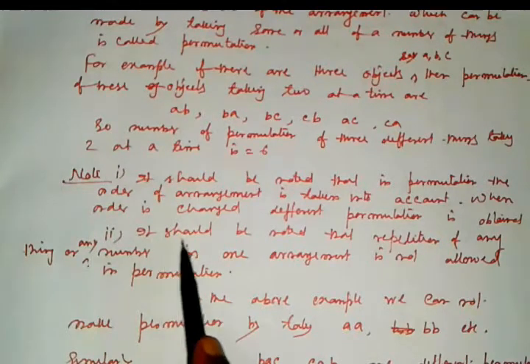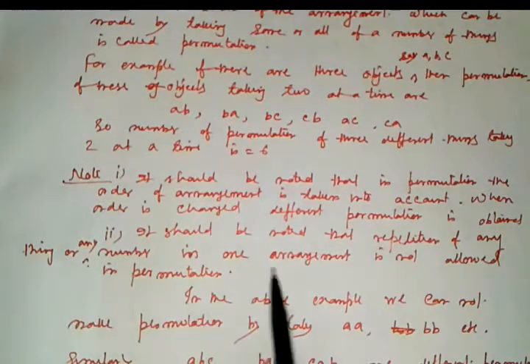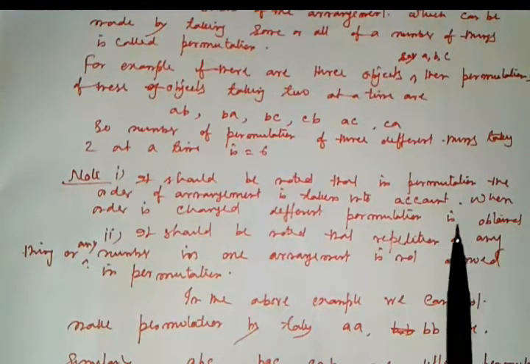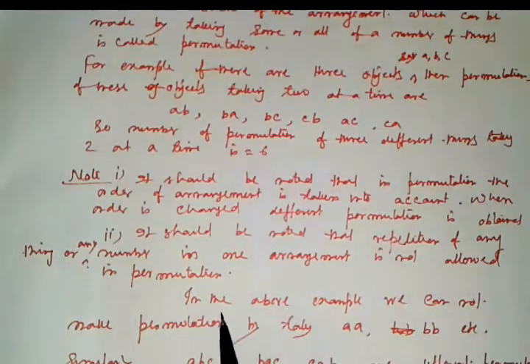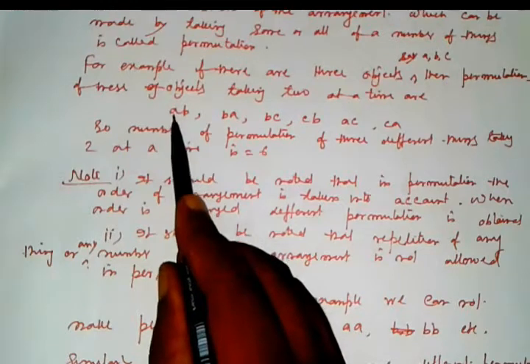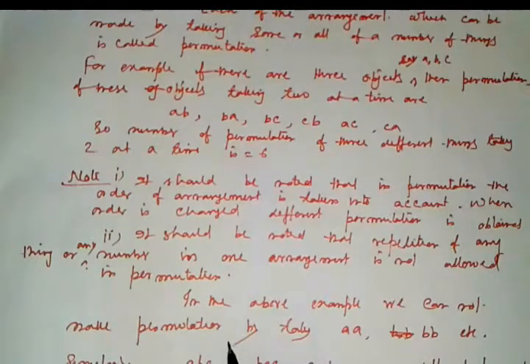Second note: it should be noted that repetition of anything in the arrangement is not allowed. In the above example, we cannot make a permutation by taking AA. If we take A at first, then we cannot take A in the next. Similarly, we cannot make permutations BB or CC, etc.